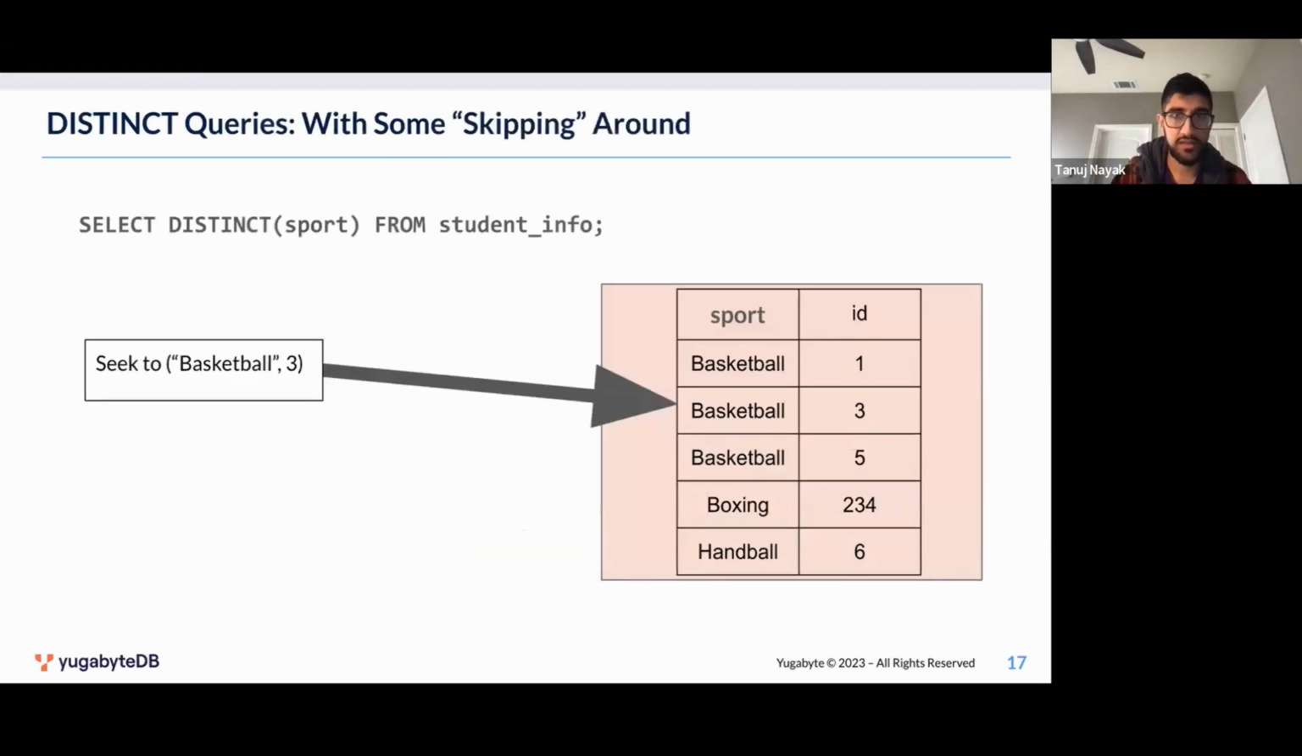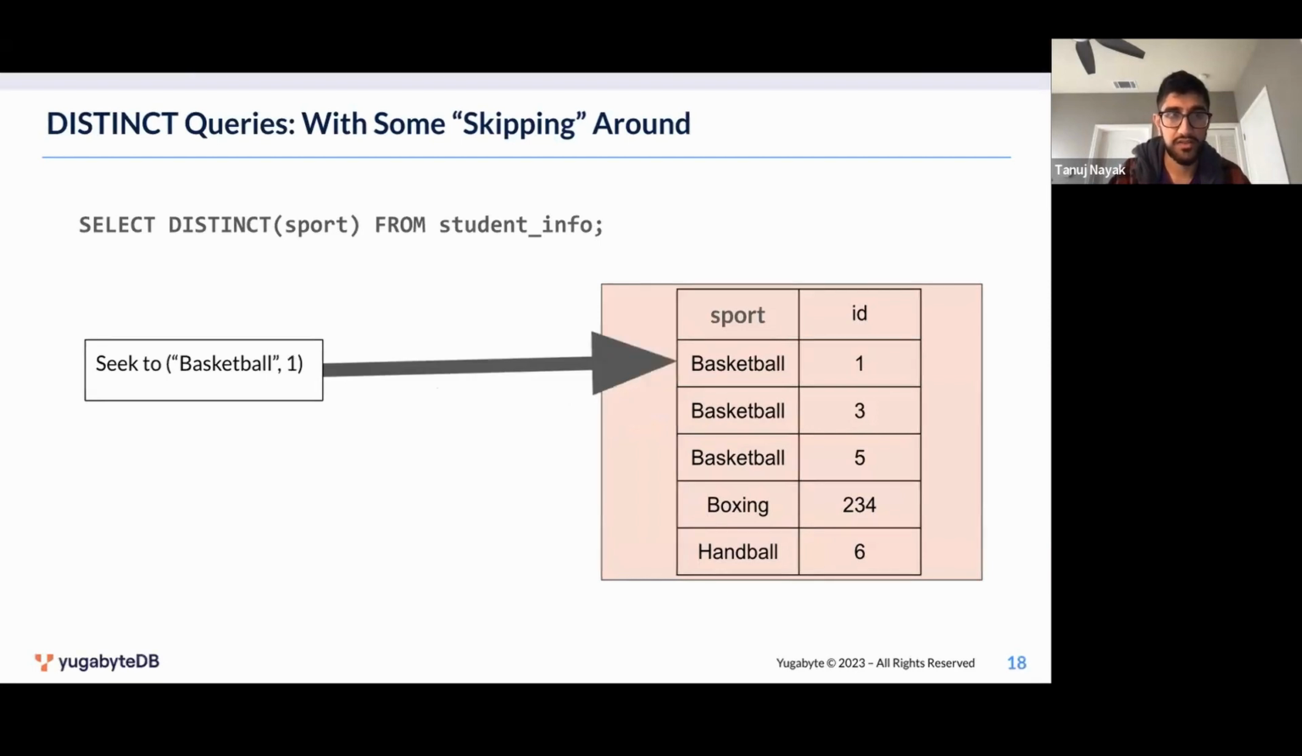Now, let's look further into how YugabyteDB allows us to skip around a table like this. The main thing we want to watch out for is that our storage layer provides an API to seek to a particular row in our index or table. For example, you can issue a call to seek our given iterator to basketball, 3, and it'll directly take you to the second row shown here.